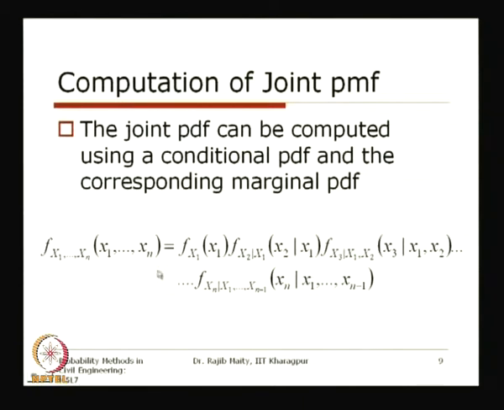You can recall that in the bivariate case, that is when n equals 2, so only two random variables x1 and x2 are there, the first expression is the one that we discussed when we considered only two random variables. So when we extend to n random variables, this is the way the expression gets expanded.